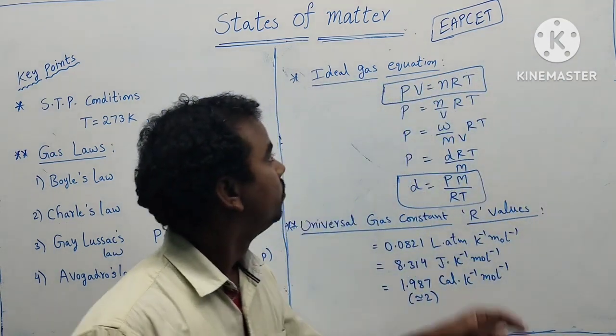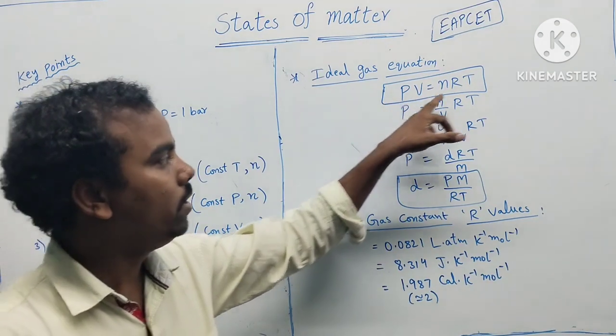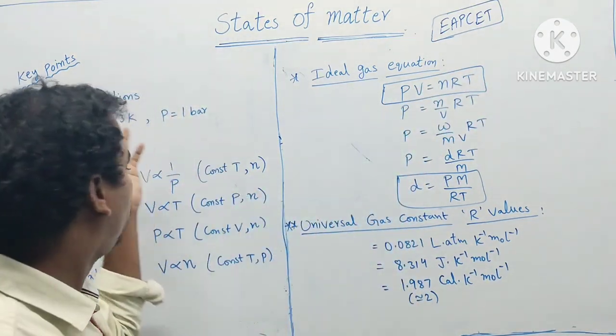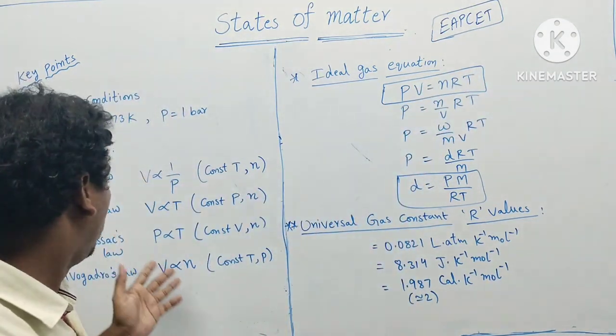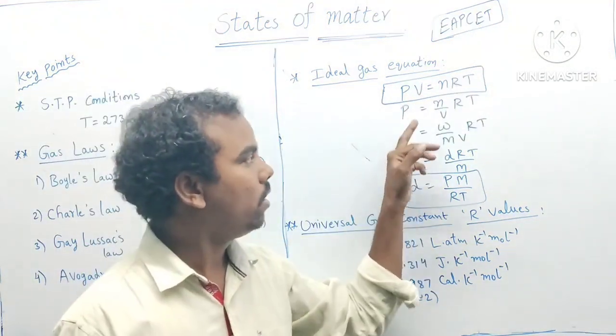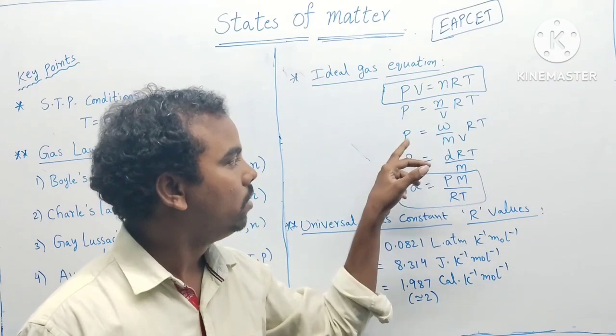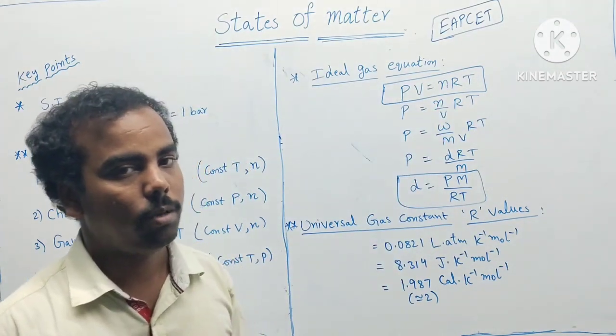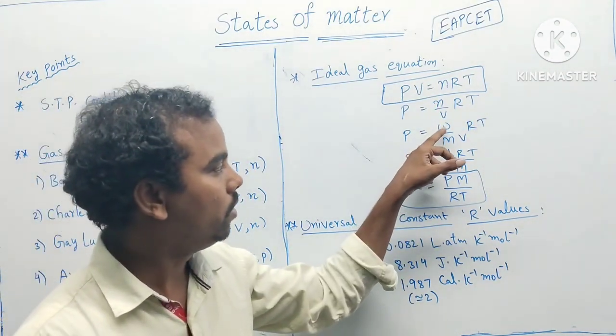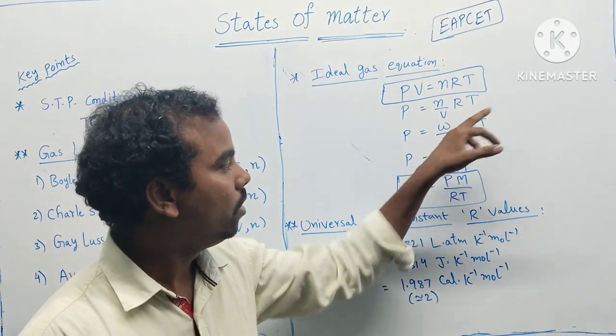Next one, ideal gas equation. PV is equal to nRT. By using Boyle's law, Charles law, Avogadro's law, we get PV is equal to nRT. So P is equal to n by V RT. Here n means number of moles, which is weight by gram molecular weight. So P is equal to weight by gram molecular weight into V, RT.